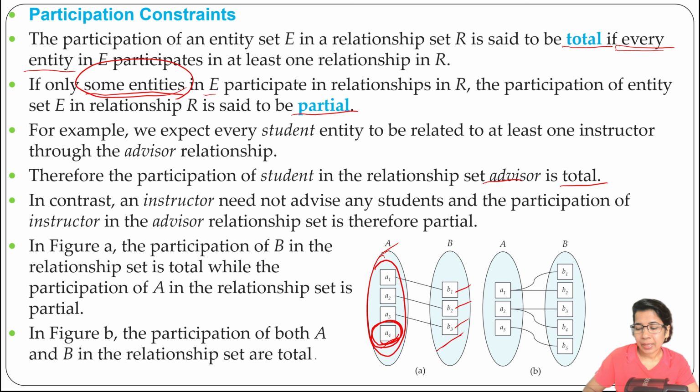Next, figure B. In figure B, the participation of both A and B are total. All entities of A are participating in the relation, whereas all entities of B are participating in the relationship. So in figure A participation is partial, whereas B participation is total. In figure B, both A and B participation are total.